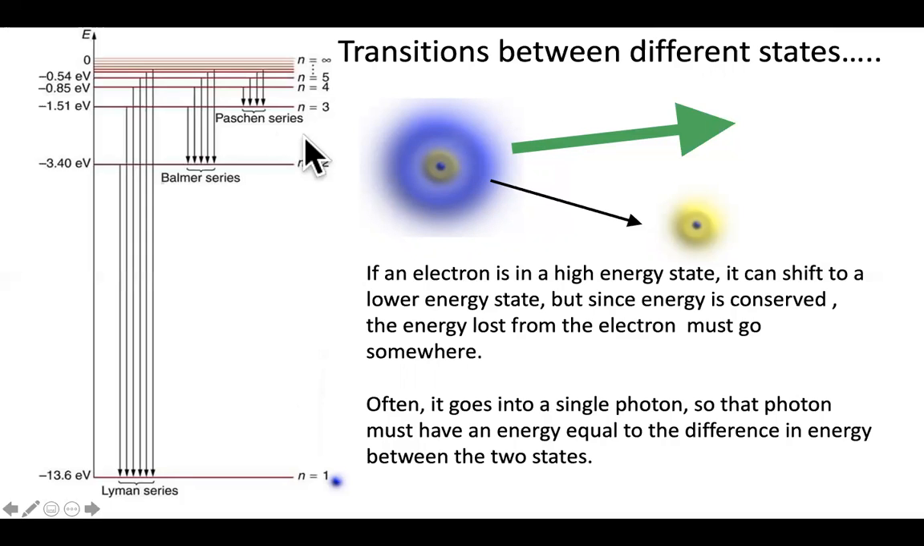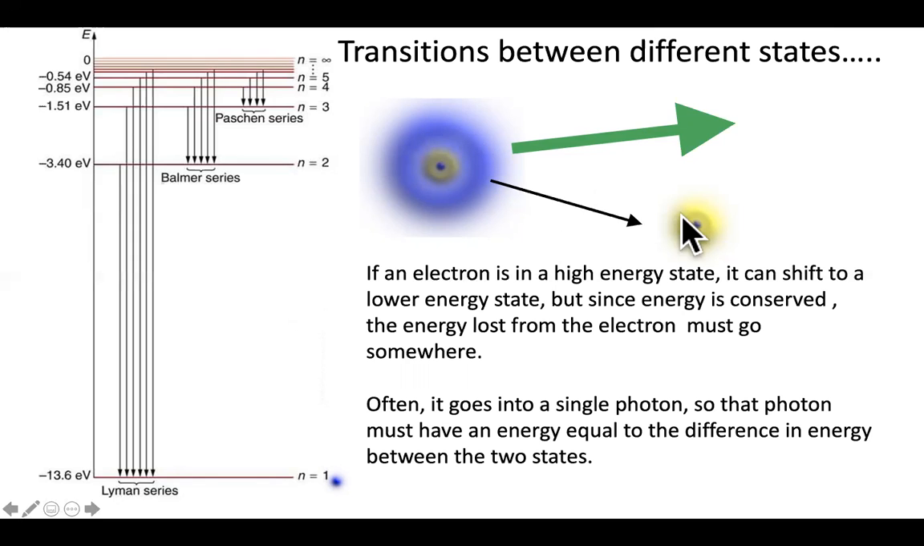Okay, but if you have something with a high energy, like say maybe this line at minus 1.51 eV, that thing could transition to a lower energy state, like this one at minus 3.40, this guy. If it does, the electron loses energy. The atom loses energy. But energy by its nature has to be conserved. So if the electron lost energy, something else has to gain it. Where does that energy go?